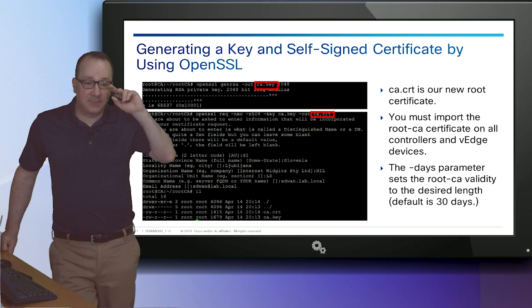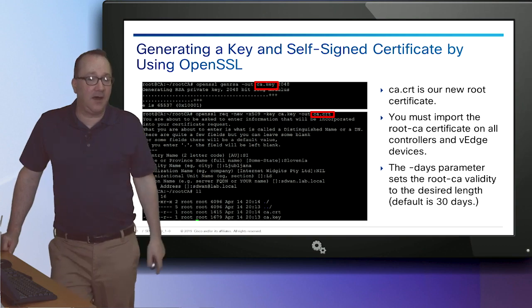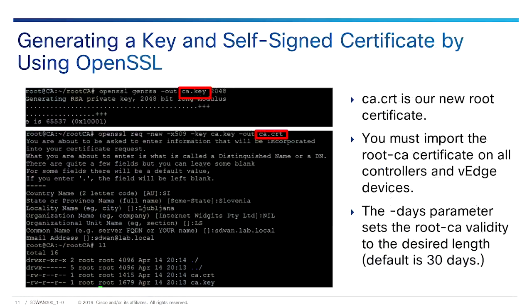So there's two distinct steps to create a new root CA. We need to create a key pair with the following command: openssl genrsa -out ca.key, up here at the top. And then we're going to create a self-signed certificate by entering the information about the certificate. This is the certificate of the certificate authority signed by the CA, thus it's self-signed. The result is going to be this ca.cert, which is the CA root certificate that we're going to have to copy to all the controllers and the edge devices. The days parameter sets the root CA validity to the desired length. The default is 30. I think that's a little short.